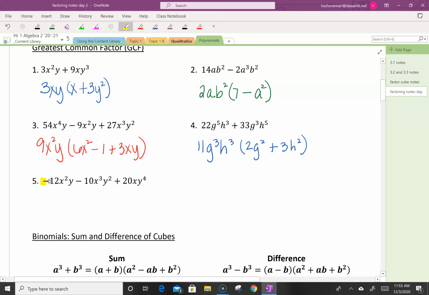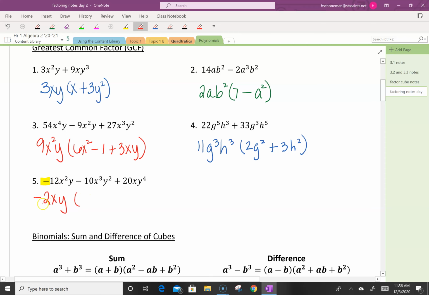Number 5. Now this is just like what we've been doing, but what's really important is when you factor, this leading coefficient cannot be negative. So no matter what, if it starts with a negative, you're going to have to take out a greatest common factor. So I know I'm going to have to take out a negative, but let's see if I can take out something more. Is there something that goes into 12, 10, and 20? There is. I can take a 2 out of all of them. I can take out 1x and I can take out 1y.